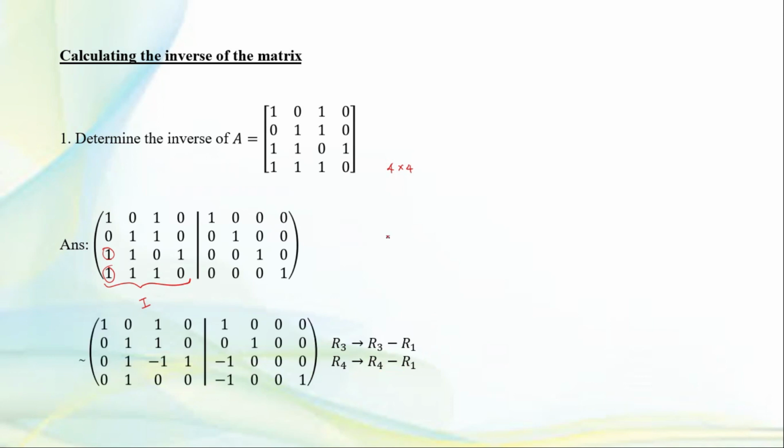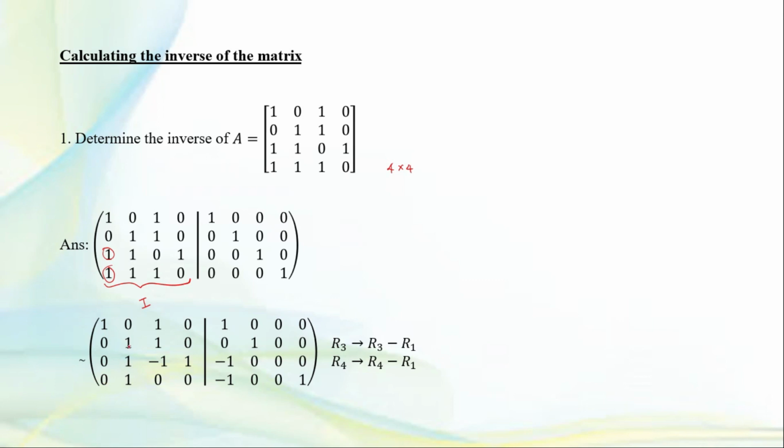So do the transformations. Here we want to make this one and this one 0. So write the transformations as R3 changes to R3 minus R1, R4 changes to R4 minus R1. So the matrix will be like this. The same changes will be carried out in this identity matrix. Next, in our A, the first element is 1. All the elements below that one are 0.